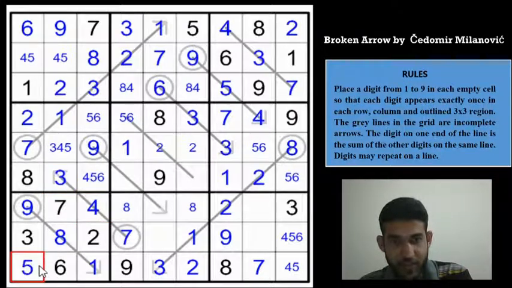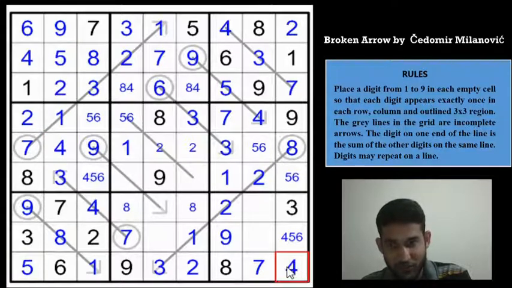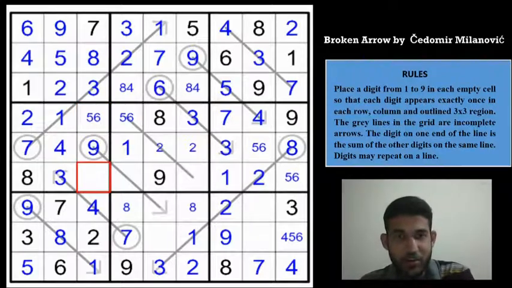And that gives us a 5 here, which gives us a 4 and a 5 here, and which completes the column 2 now. And this 5 gives us a 4 here. And these two cells must be 5, 6 now. Beautiful solve path, guys. Amazing arrow, or rather broken arrow Sudoku.